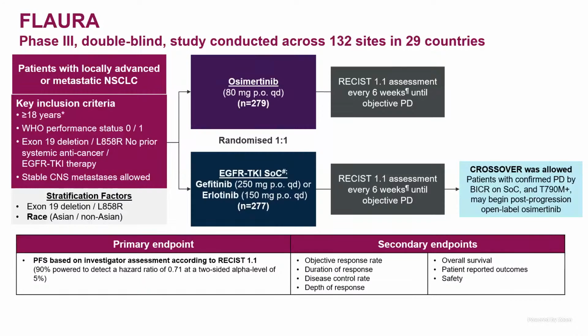They were randomized 1:1 to osimertinib 80 milligrams per day versus the physician's choice of EGFR TKI, which was either gefitinib or erlotinib, and both the drugs were continued till disease progression. A crossover was also allowed in the comparator arm for patients on standard of care. The primary endpoint was PFS based upon investigator assessed RECIST criteria, and the secondary endpoints were objective response rate, OS, duration of response, patient reported outcomes and safety. Next slide.